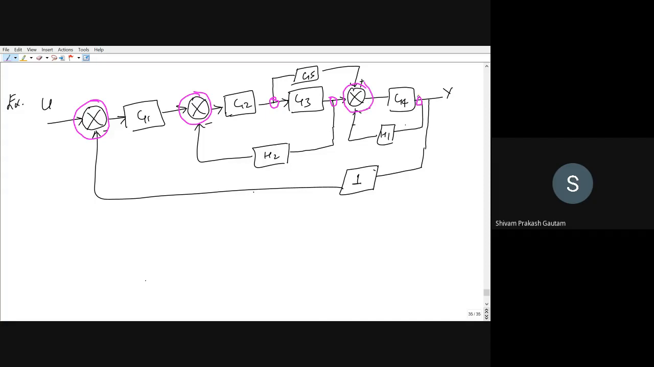takeoff point, takeoff point. If you want, you can merge these two takeoff points because you can see the gain is the same. It's your choice. What you want, you can do. But let us just keep it like this. Is there any other mixer or summer, or a takeoff point which is present? Just check.